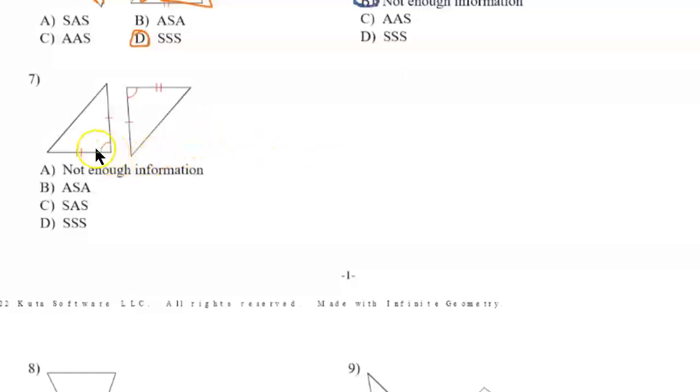Number 7, again, they're not touching, so there's no hidden information. I'm going to start with my single side, and then I have an angle, an included angle in between, and then a second side for this triangle. And then if I go in the same order, I have this side, this included angle, and this side. So I have side, angle, side for both triangles, and side, angle, side does prove congruency. So 7 is congruent by side, angle, side.